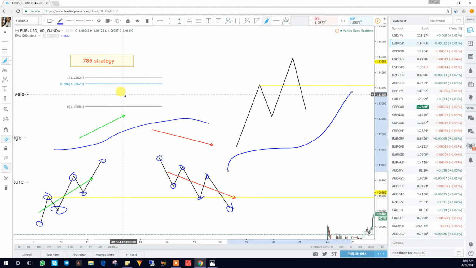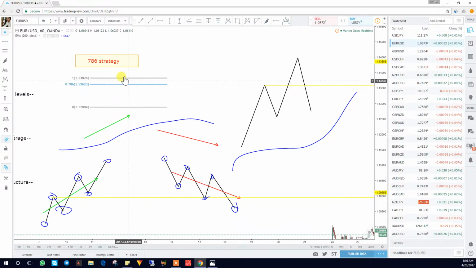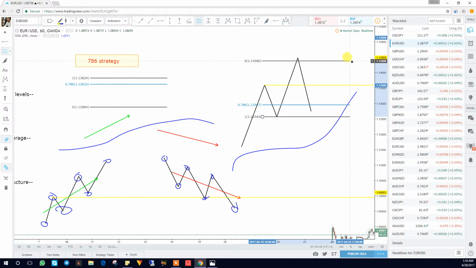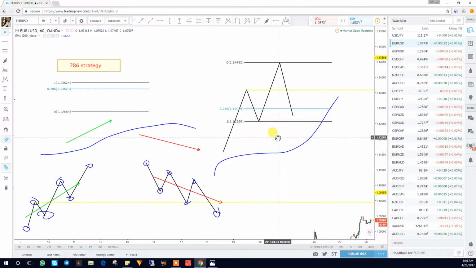Condition number three is the Fibonacci level. So I'm gonna pull up my Fibonacci tool, and I'm gonna draw it from swing low to swing high, and the price should touch this level. If the price touched 786, which is my entry, I'm gonna enter the price. I'm gonna be a buyer since the market is going up here.